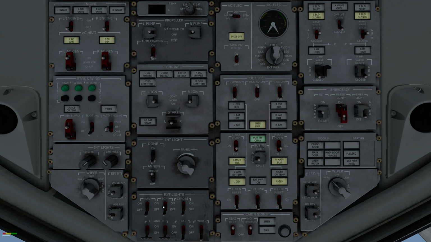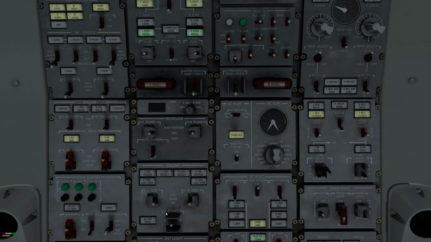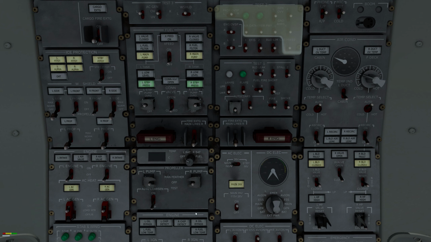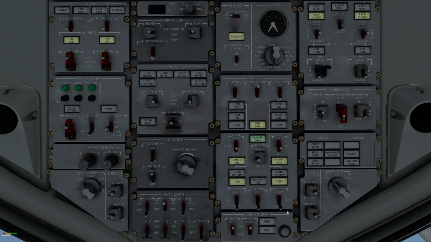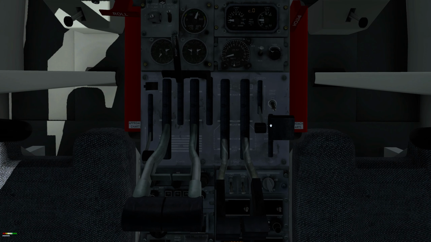Beacon on. So beacon is on. Hydraulic pump auto. Oh, let me remember where hydraulic pump is. This is me finding things. This is what happens when you don't fly an aircraft for a long time. Is it down here? Hydraulics. Or is it... I think it might be on the... Yeah, I think it's here, yeah. Hydraulic pump is on auto, yeah.